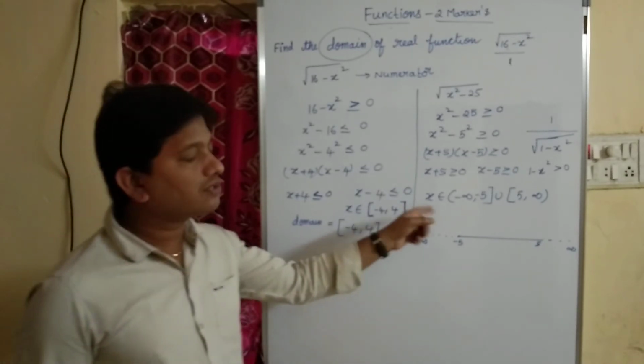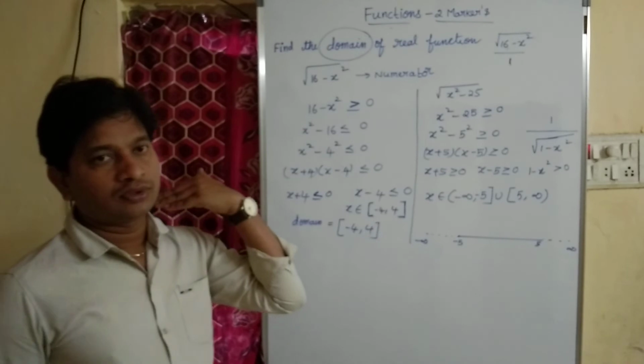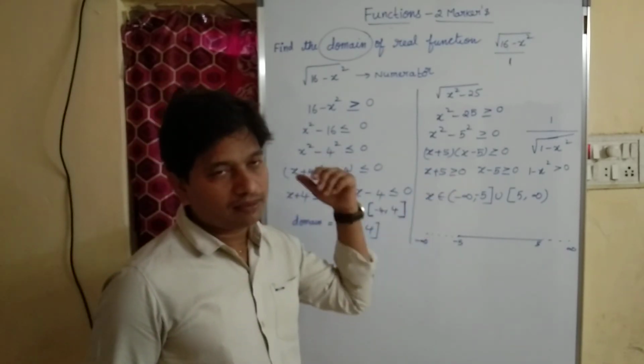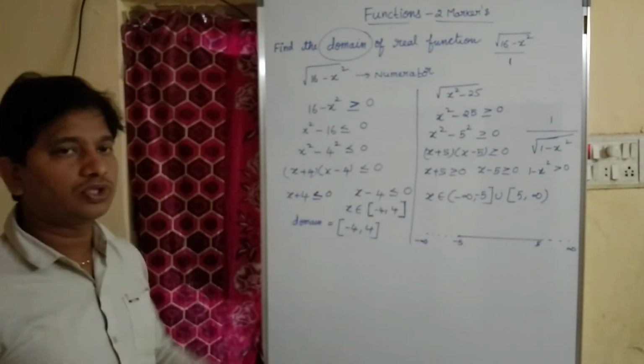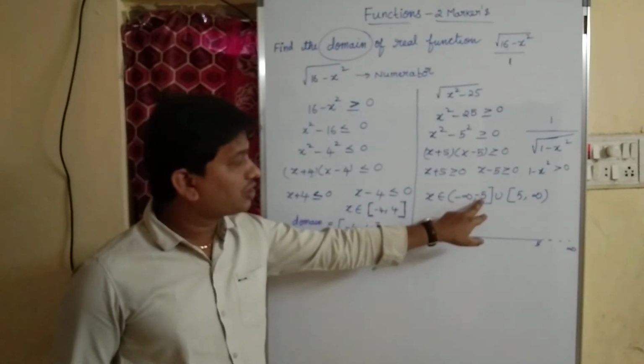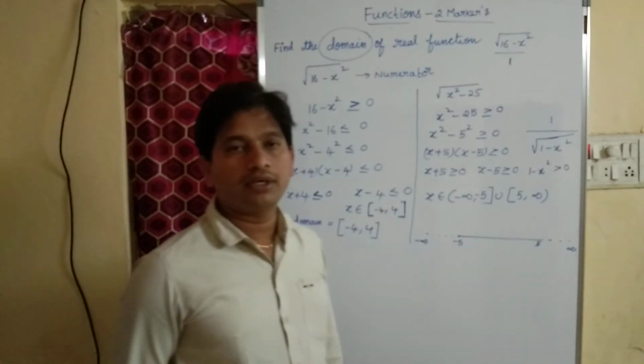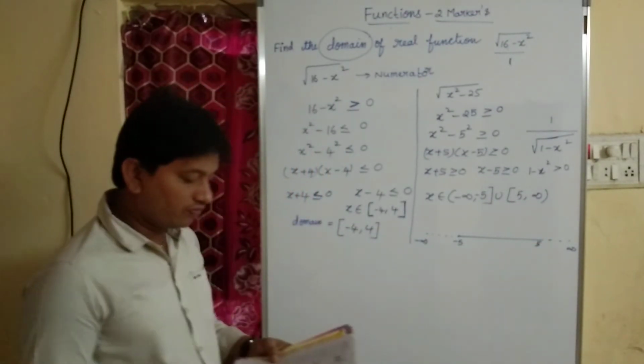So the condition is what? x plus 5 must be greater than or equal to 0. And the second condition is x minus 5 must be greater than or equal to 0. So the domain is minus infinity to minus 5. It should be open bracket and it should be closed bracket, union. It should be open bracket and it should be closed bracket. Okay. So 5 to infinity.